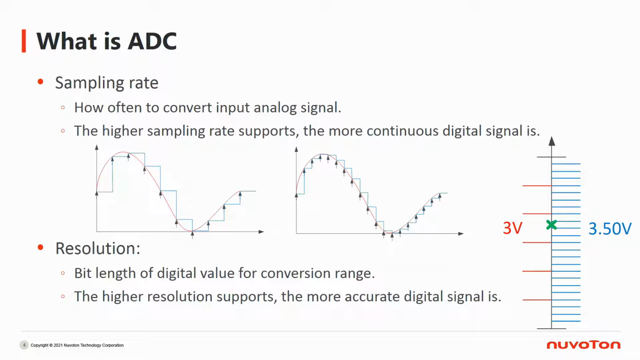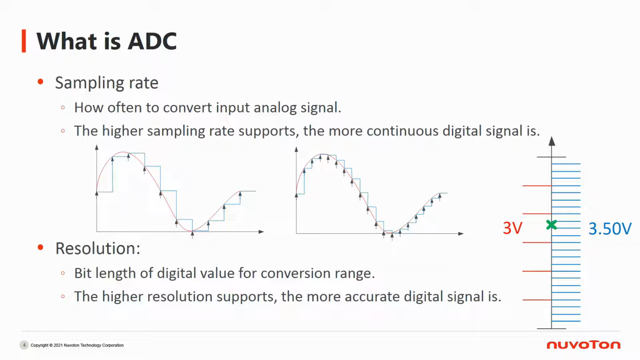Another parameter we would like to mention is the resolution. Resolution means the bit length of the digital value for the conversion range. It also means how detailed we divide the conversion range. When more bits are used for the conversion range, the measuring quantity would be smaller and contain more details.